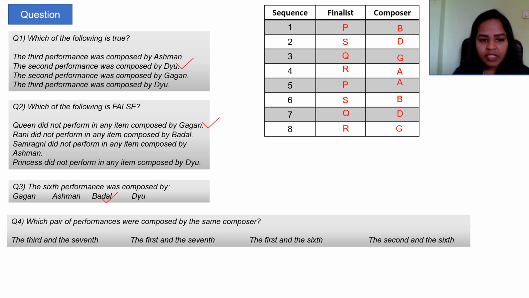Which pair of performances were composed by the same composer? So, okay, let's look at the options. Third and seventh. Third is composed by G and seventh by D. That's not the answer. First and seventh. First is composed by B and seventh is composed by D. Not the answer. First and sixth. First composed by B and sixth by B. So this is the answer. And then we have the last option. Second and the sixth. Second is D and sixth is B. No, this is not the answer.